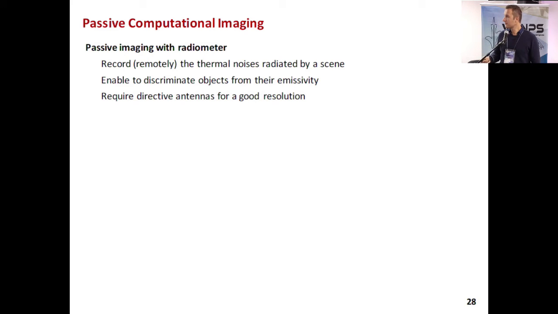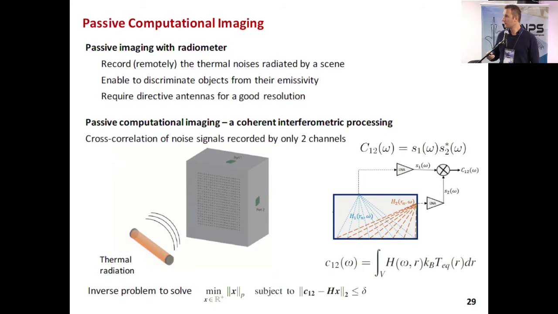Okay. In our case, the philosophy is different. We have the same box, and we are using, if you want, a coherent interferometric processing. So we do the cross-correlation of the noise signals recorded by only these two channels. We have these two channels here, and we do the cross-correlation, and we see that the cross-correlation depends on the equivalent noise, which can be linked to the thermal noise. This is the Boltzmann constant, and we end up, again, having an inverse problem to solve, like the previous one.